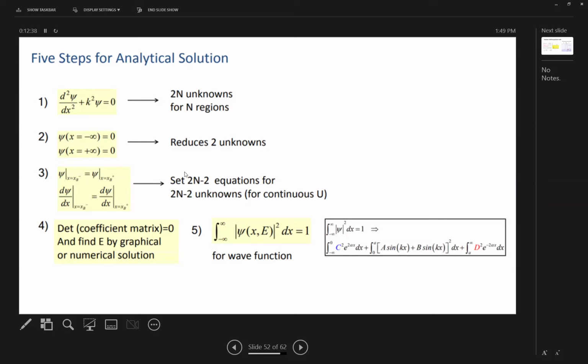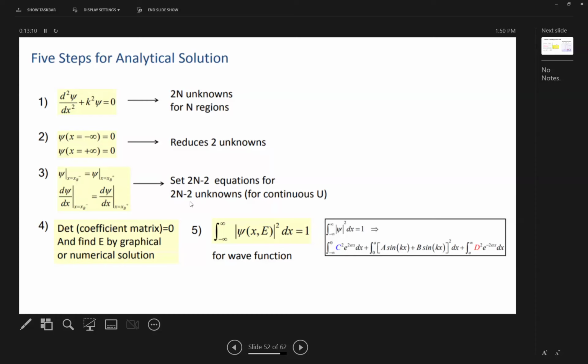But you still have 2n minus 2 unknowns. And those 2n minus 2 unknowns would be solved if you take the boundary conditions. So each of these interfaces will give you two equations. One equation tells you that the psi must be continuous across the boundary, okay? And the other condition tells you that the first derivative of psi also has to be continuous, okay?